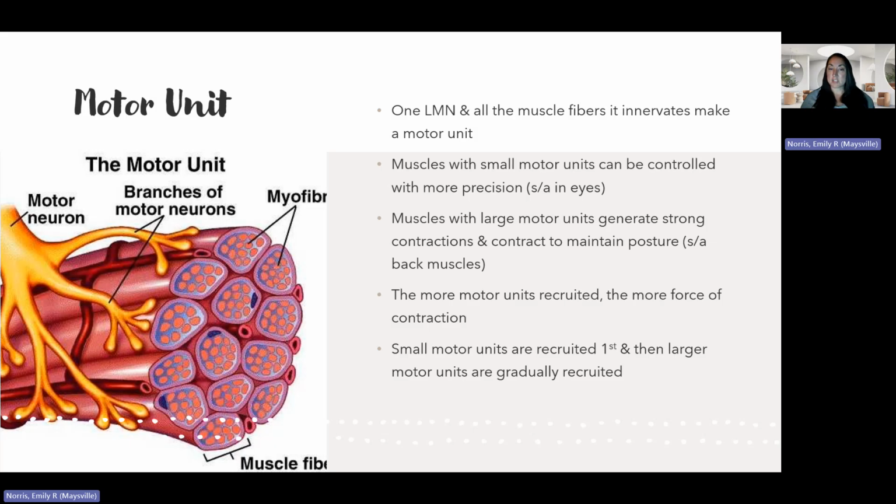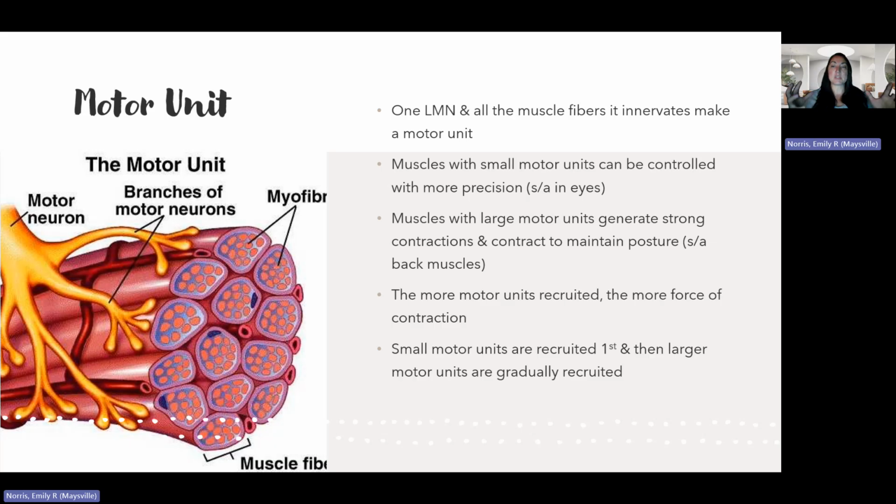The more motor units that are recruited, the more force of a contraction, and the smaller motor units are recruited first before larger motor units are gradually recruited. So the smaller motor units can range from one lower motor neuron to only 20 muscle fibers, and for larger ones, one lower motor neuron may actually innervate 2,000 muscle fibers. So there's a big range.